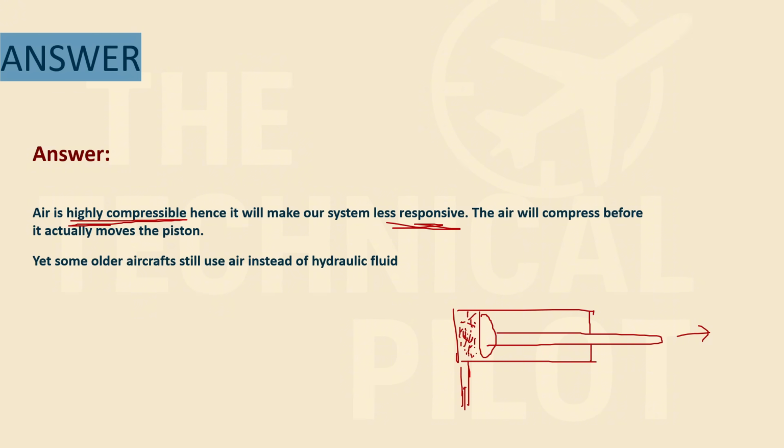What will happen is first this air will enter, it will get compressed. It won't move the piston yet. It will get compressed, and when it builds a lot of pressure, only then the piston will start to move. So this is the issue, that air is highly compressible, hence our system will be very less responsive. Hence the air will compress, and then only it will move the piston. But some older aircrafts still use air instead of hydraulic fluid. There are some aircrafts that do use air instead of hydraulic fluid.